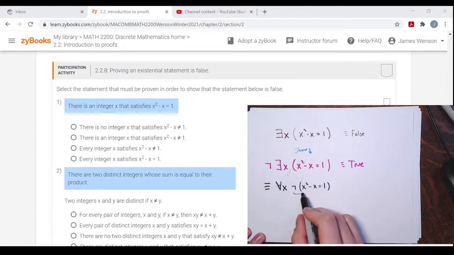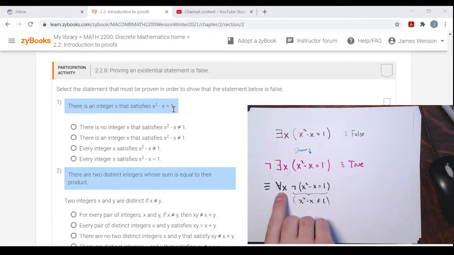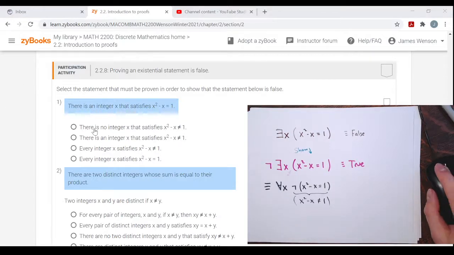Now another way to say not this, not x squared minus x equals 1, is saying that x squared minus x is not equal to 1. You can say that as well. So saying there is an integer x that satisfies x squared minus x equals 1, saying that that's false is the same as saying that every integer x satisfies this, is true. Satisfies x squared minus x is not equal to 1. So that's the third one there.